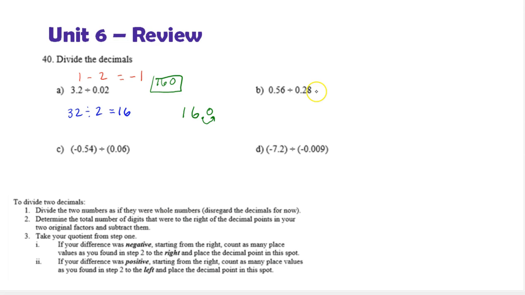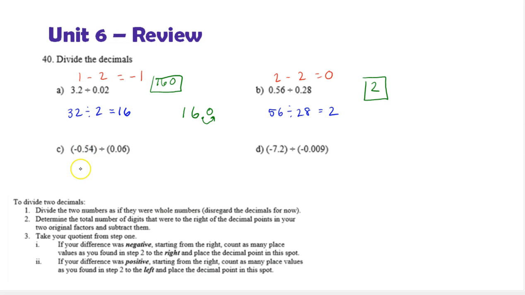Okay, let's look at the next one. Okay. So first, ignore the decimals. 56 divided by 28 is 2. Here we have 2 digits to the right of the decimal, and here we also have 2 digits to the right. And 2 minus 2 is 0. So that means we move the decimal from 2, where it is right now, 0 places. So our end result is just the number 2. Let's look at the next one.